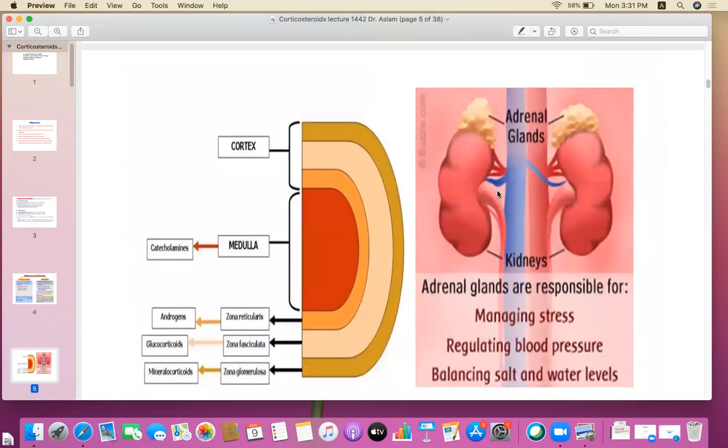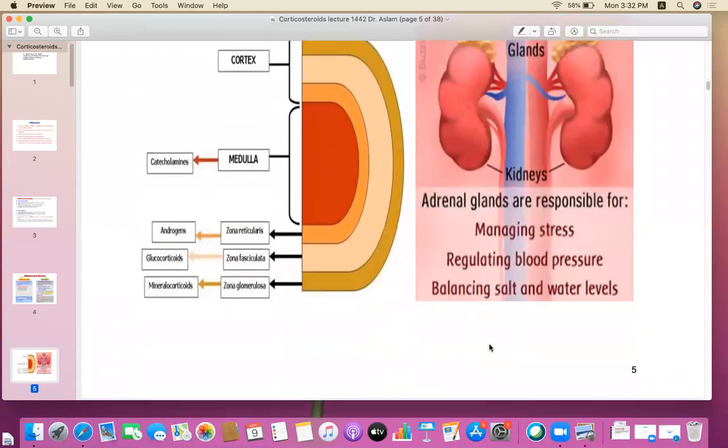Adrenal gland: if you see this figure of the kidney and the adrenal gland, the secretions of these adrenal glands are responsible for the glucocorticoids and the mineralocorticoids, which are responsible for managing stress and tension, and also important for regulating the blood pressure via the kidney enzyme renin, and balancing the salt and water level via mineralocorticosteroids, or we can say mineralocorticoids.